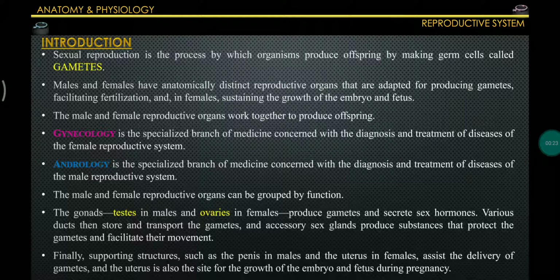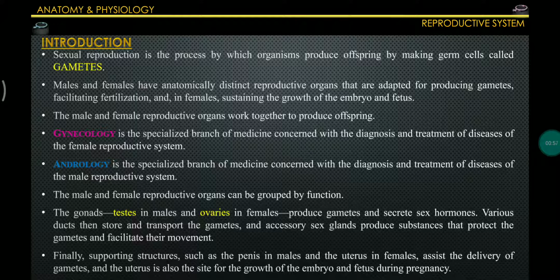Sexual reproduction occurs by a process in which an organism produces germ cells called gametes. In this, both males and females are present, in which males produce male gametes, whereas females produce female gametes. Male and female gametes together fertilize, and the female helps in the growth of the embryo and fetus. The male and female reproductive systems both together work to produce an offspring.